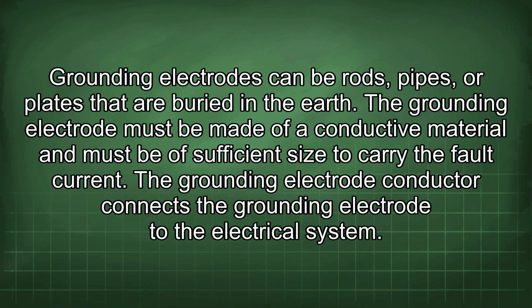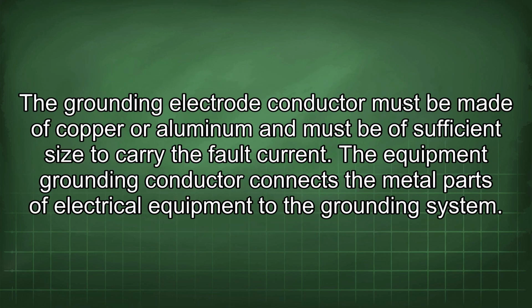Grounding electrodes can be rods, pipes, or plates that are buried in the earth. The grounding electrode must be made of a conductive material and must be of sufficient size to carry the fault current. The grounding electrode conductor connects the grounding electrode to the electrical system. The grounding electrode conductor must be made of copper or aluminum and must be of sufficient size to carry the fault current.